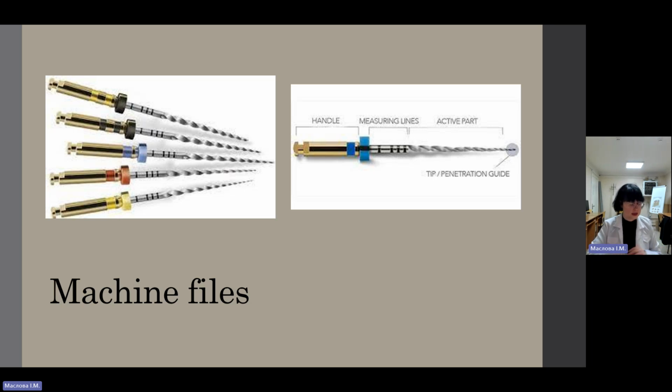And please put your attention on the slide once more. There are the main parts of the machine files, or mechanical endodontic instruments. You can see the handle, the measuring lines, and the active part.